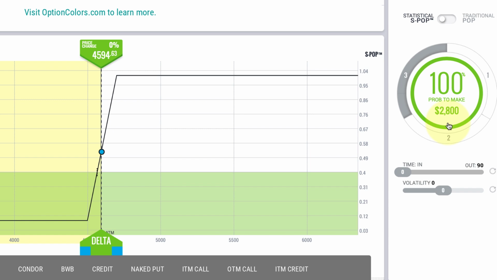So that concludes today's demonstration. I hope that you've seen how Option Colors could help you both design trades that are short term, but also determine if you should stay in those trades or exit those trades with your profits or your losses.